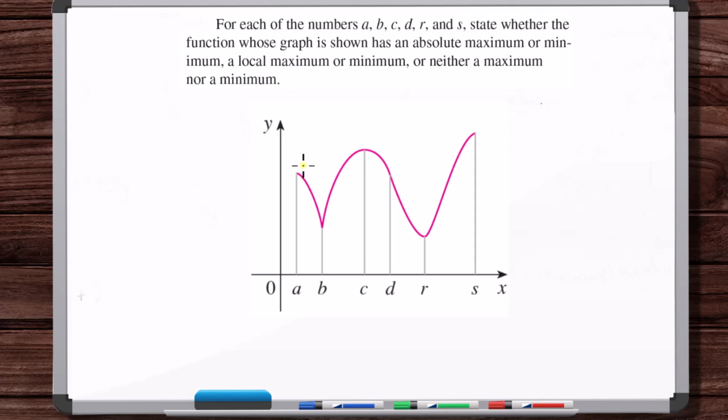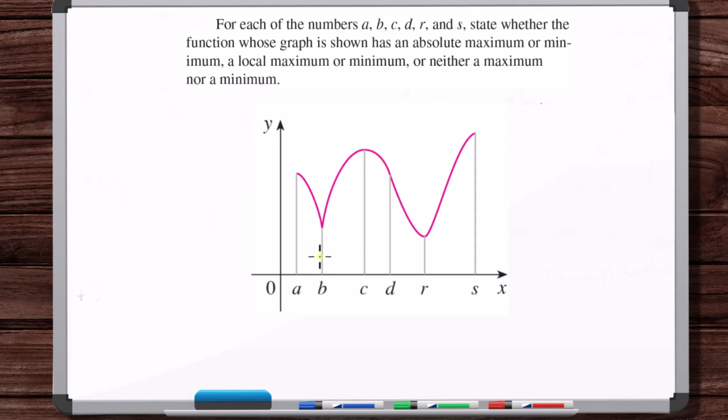Okay, but it also can't be a local max or min because you can't specify an open interval around this point. You can have an open interval on this side, but you can't do anything over here. So point A is neither a max nor a min, of any kind, local or global.